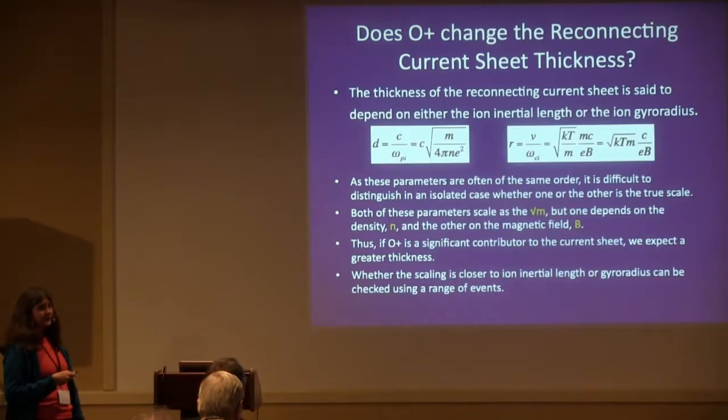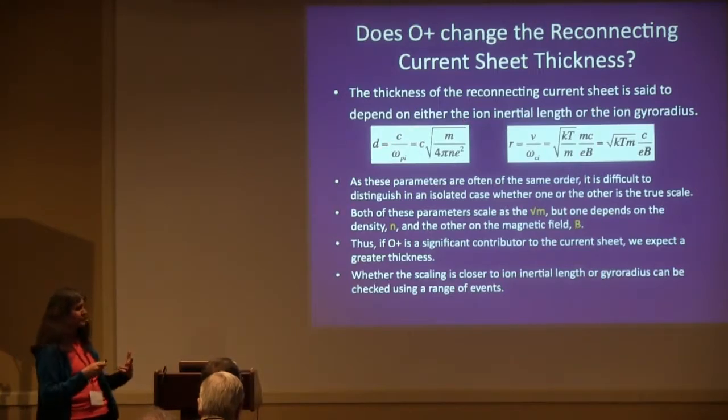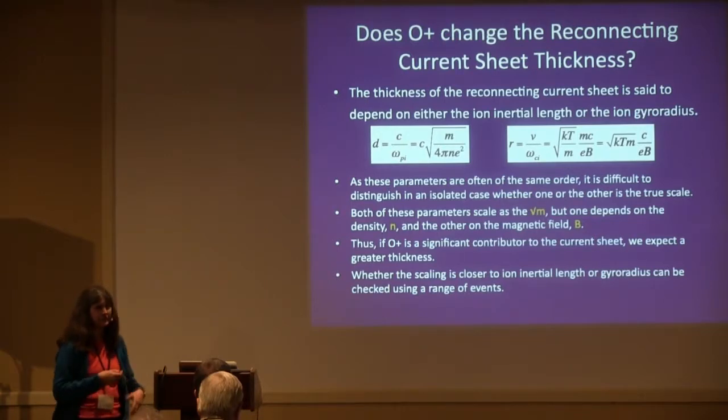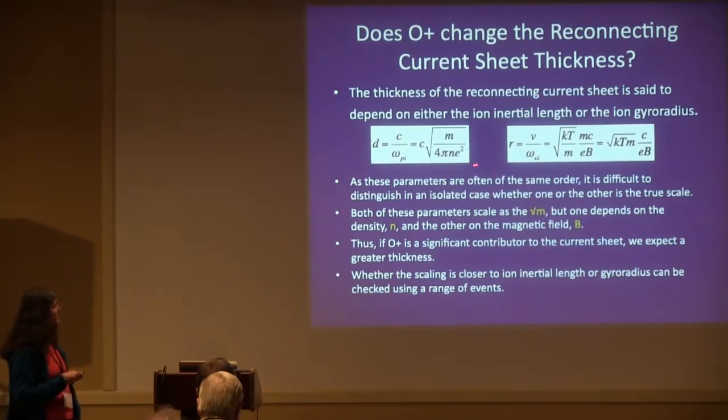Now the current sheet thickness depends on the ion inertial length or the ion gyroradius. And if you read the papers, you find people say both things, and these two in the plasma sheet tend to be of about the same order, and so it's hard in a particular case to say whether it's really scaling as the ion inertial length or as the ion gyroradius. Both of these parameters scale with the square root of the mass, so no matter what, if you have an oxygen-dominated plasma sheet, it should be thicker, but one scales as the density and the other as the magnetic field, so they're not the same.